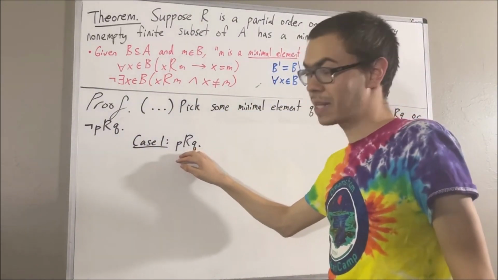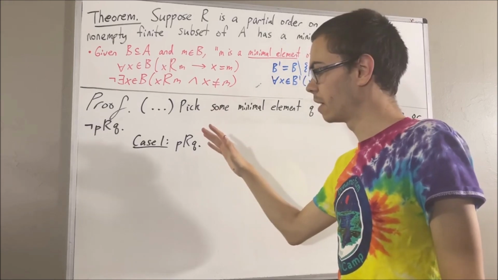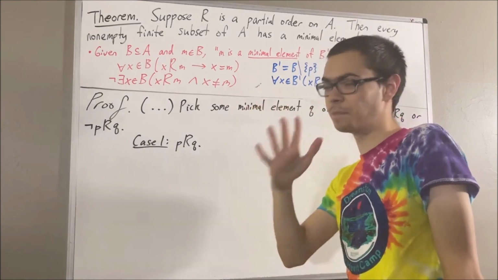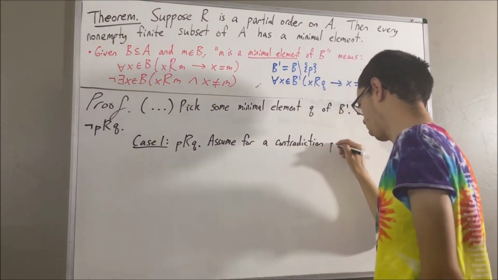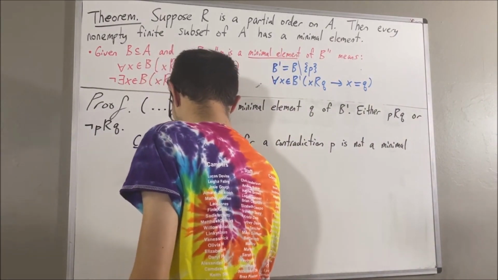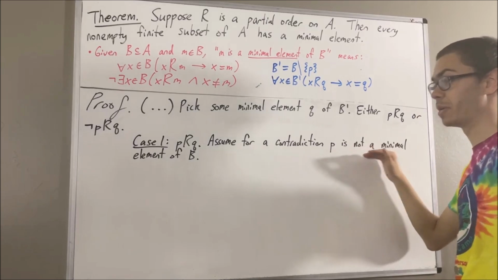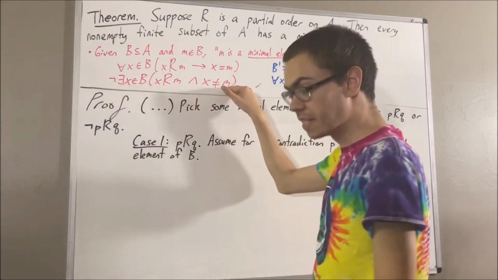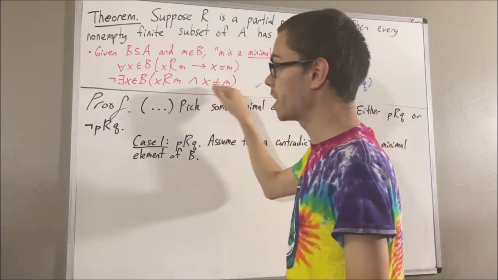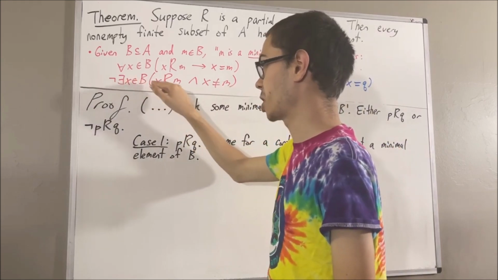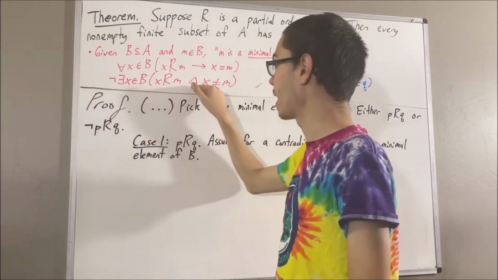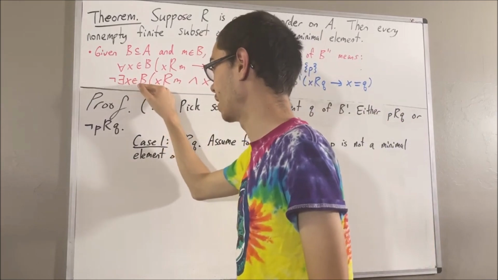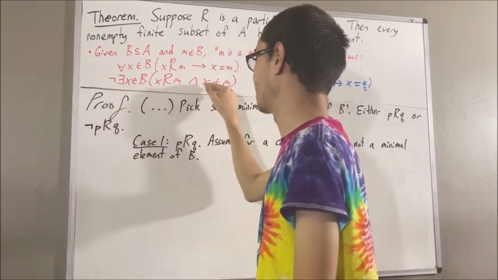Now, in this case, we claim that P is a minimal element of B. And to see why, let's assume for a contradiction that P is not a minimal element of B. What does it mean for P to not be a minimal element of B? Well, it means that this is instead false. So instead of saying there doesn't exist an x in B such that xRP and x is not equal to P, we instead have that there does exist an x in B such that xRP and x is not equal to P.